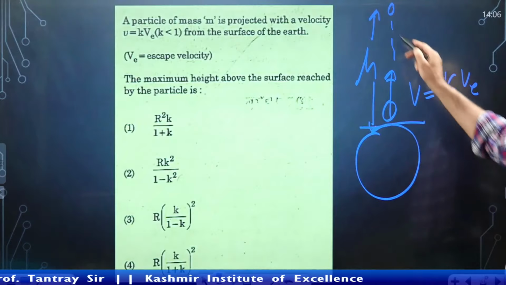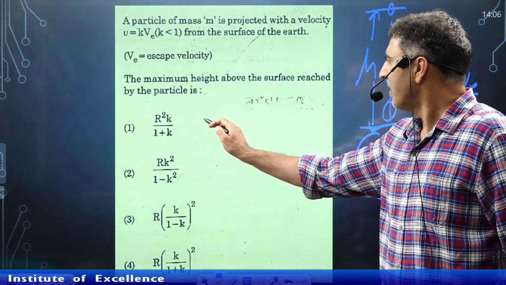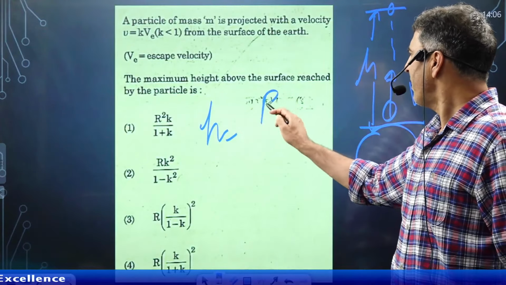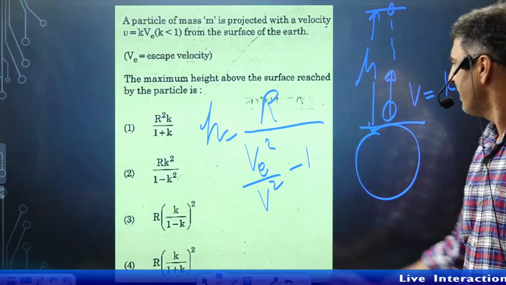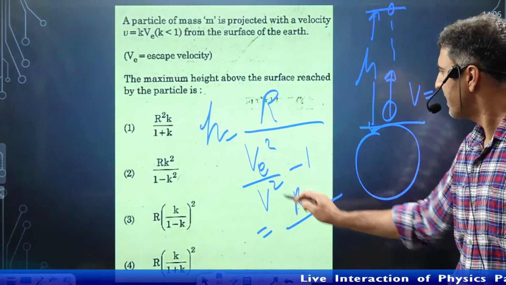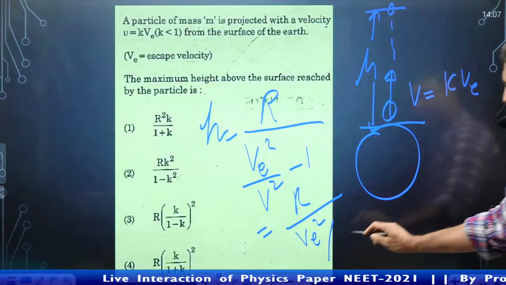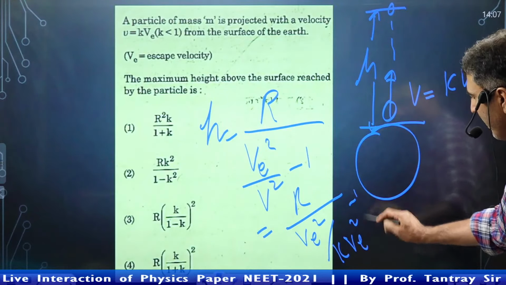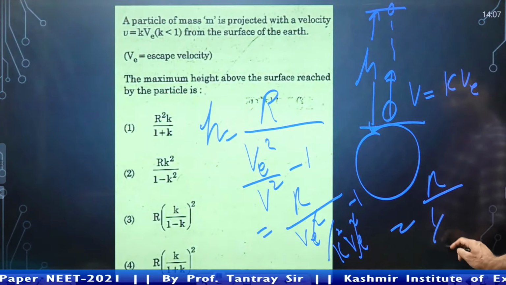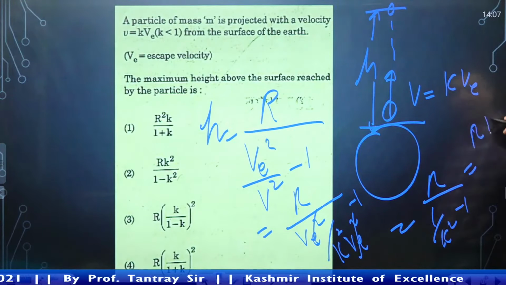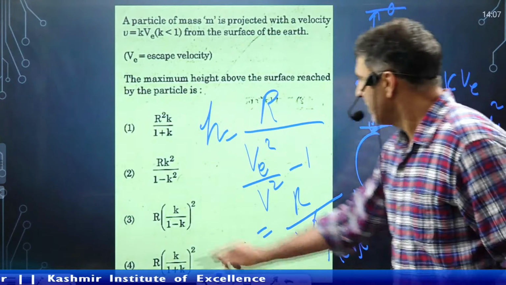Either you have to use the energy expression, conservation of energy, or you can guess the equation H is equal to R divided by V escape square by V square minus 1. It is R divided by, what is V escape? That is V escape square by, what is V? That is K square V escape square, minus 1. This cancels off. So R by 1 by K square minus 1. That is R K square divided by 1 minus K square. That should be the answer. This one.